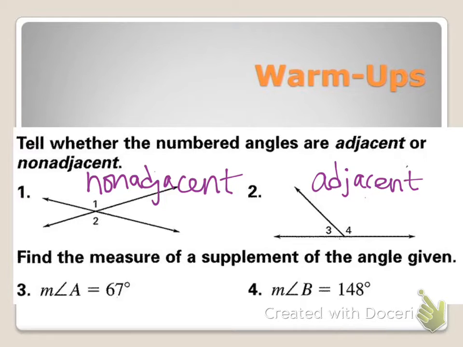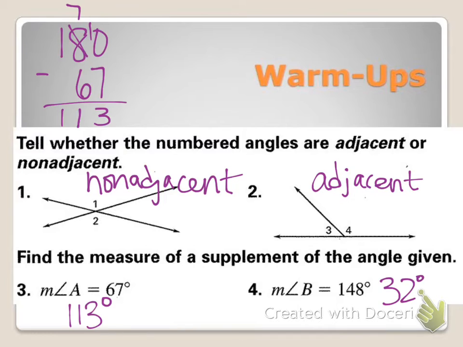All right, at the bottom, we are finding the measure of a supplement of the given angle. Supplement meaning they have to add up to 180. Kiatha, what would be the supplement of 67 degrees? So as we painfully demonstrated, in order to find the supplements, we take 180 minus the degree we've been given to get our answer. Same thing was done over here, less painfully.